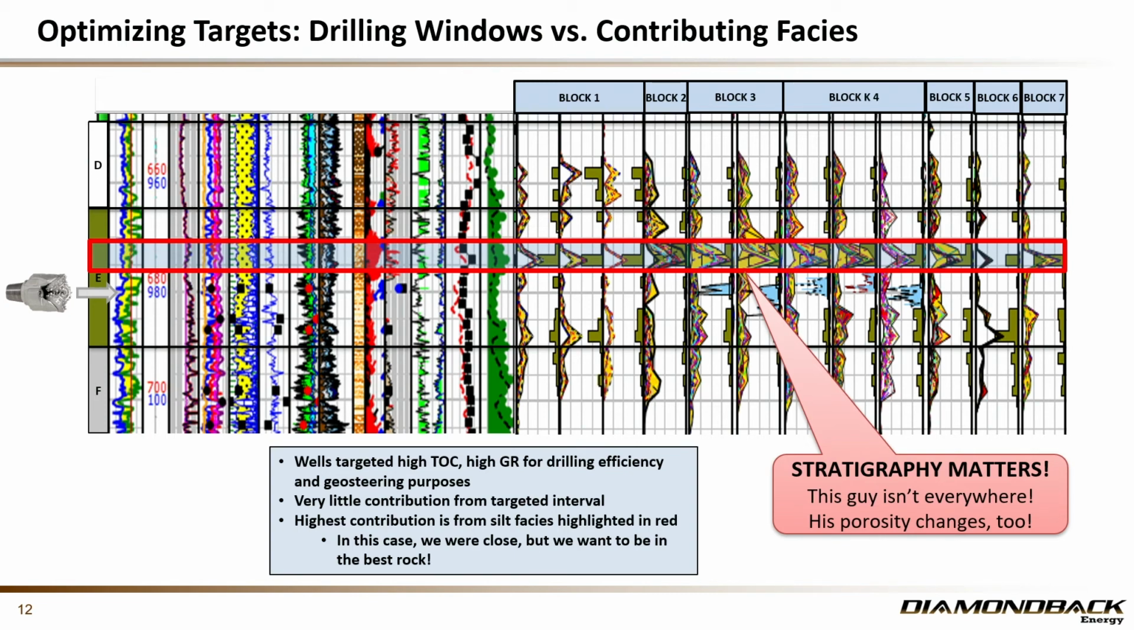Now you might say, well, come on, Chris, that's pretty close. You're going to frack into it anyway, right? Well, we have data, hard evidence, to show that moving even that little bit into the more preferred facies will equal better production. And stratigraphy certainly matters. It's a siltier facies, it's not everywhere, and as porosity changes, complex deposition. So your due diligence and geologic mapping is certainly paramount.